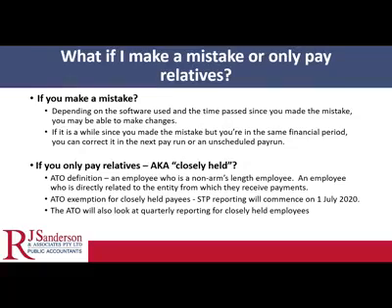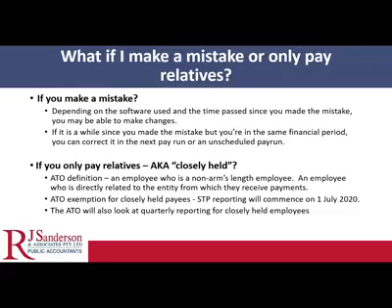But what if you pay relatives, closely held staff members? The ATO definition of closely held is an employee who is a non-arm's length employee, and it's considered closely held. This includes a person who is directly related to the entity from which they receive payments. This can include family members or a family business, directors of a company, shareholders, beneficiaries, etc.